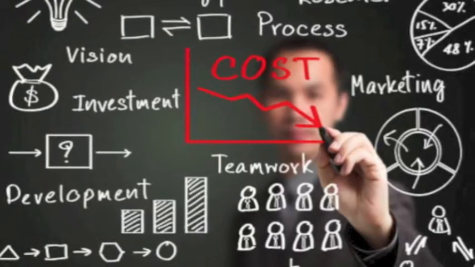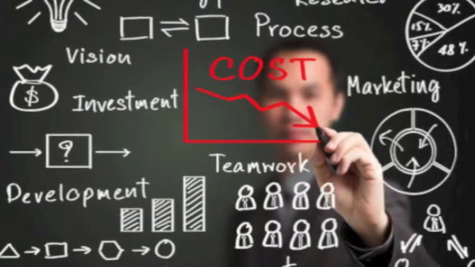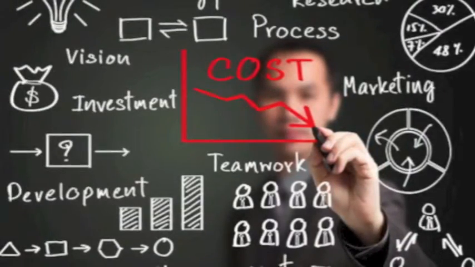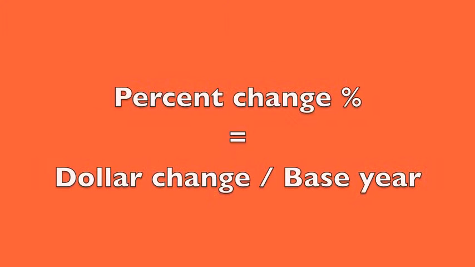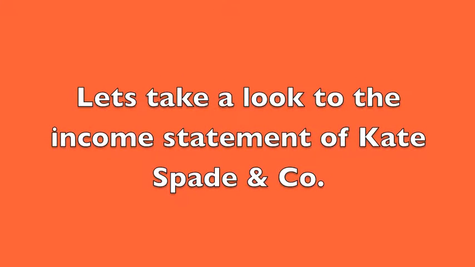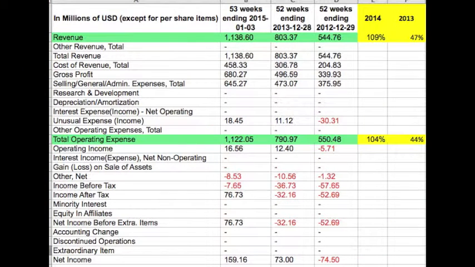Kate Spade Corporation. There are three main methods of analysis, but I will only concentrate on two of them, the horizontal analysis and the financial ratios. The horizontal analysis is useful to compare a company's financial condition and performance across time. In detail, it measures the change of amount on the financial statement by dividing dollar change by the base year figure. So let's compare 3 years of Kate Spade income statement with a horizontal analysis.